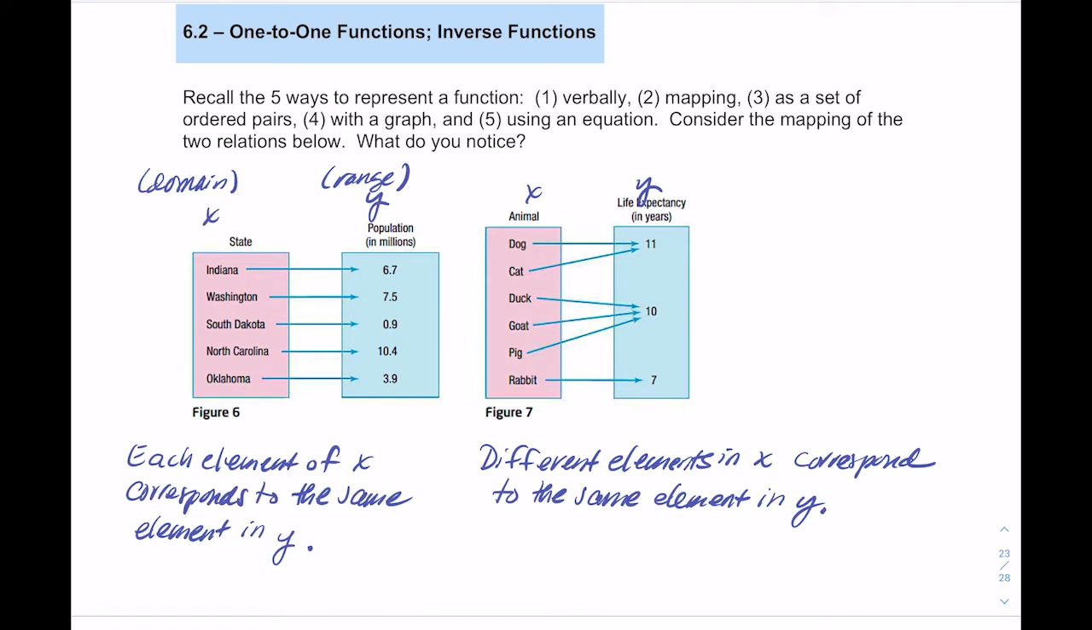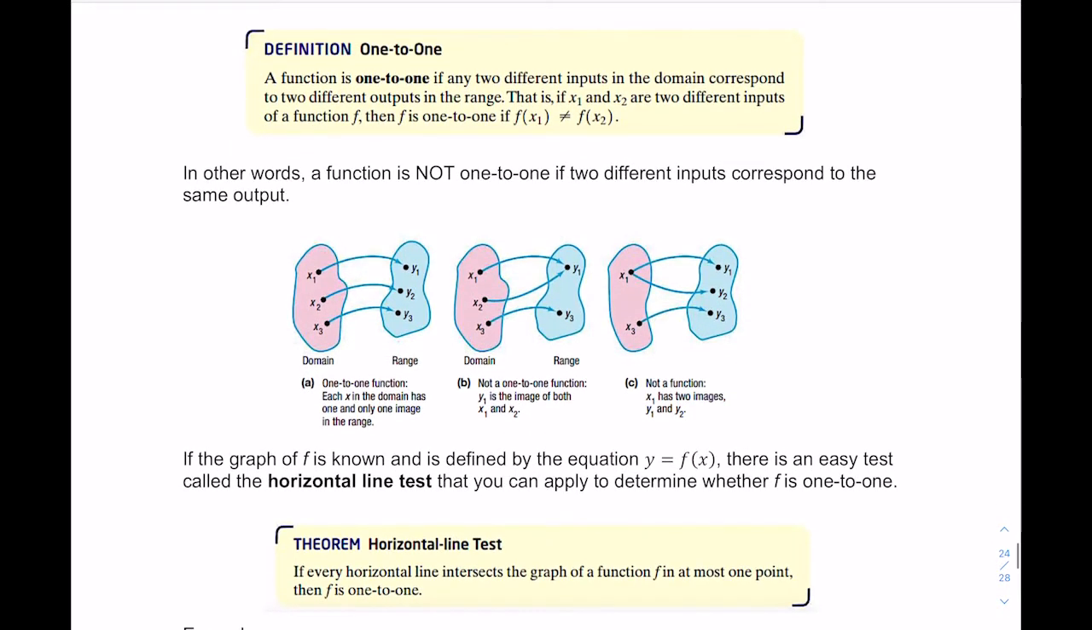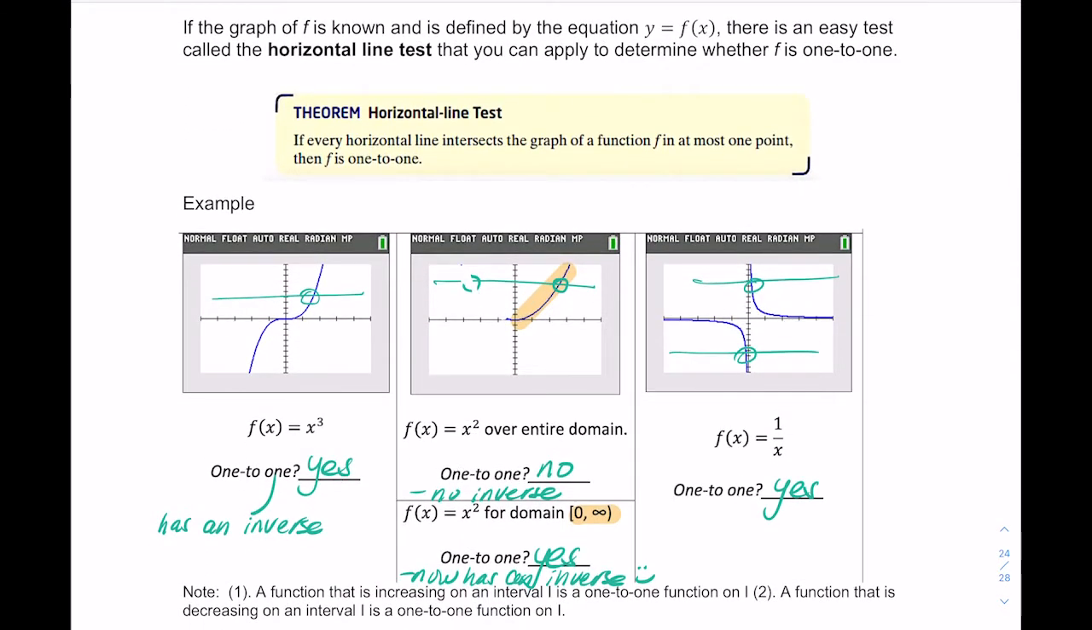The other day in class, we discussed what a one-to-one function is, and the figure 6 on the left is an example of a one-to-one function where each element of x, or the domain, corresponds to some element in the y. Notice that in figure 7, there are places where two x's are going to the same element in y, so that is not one-to-one. One-to-one functions are important because they have inverse functions, and we're going to look at how to find the inverse today.